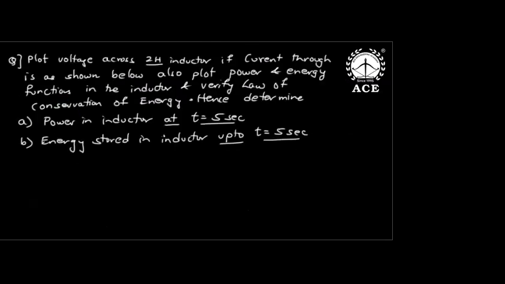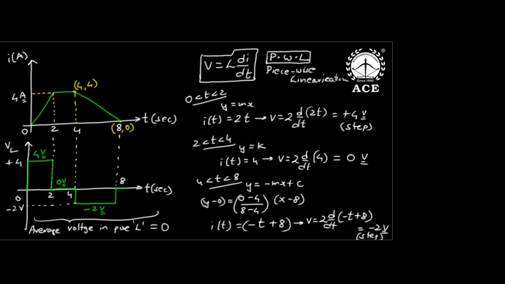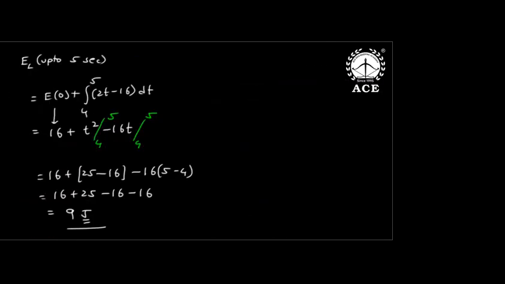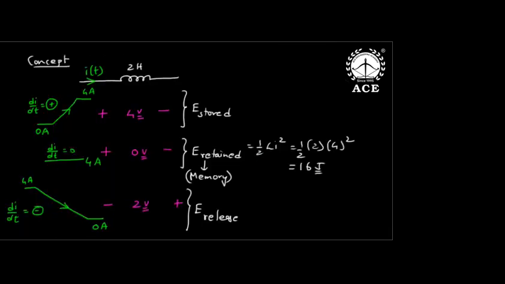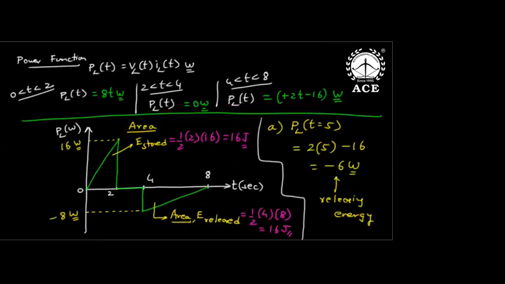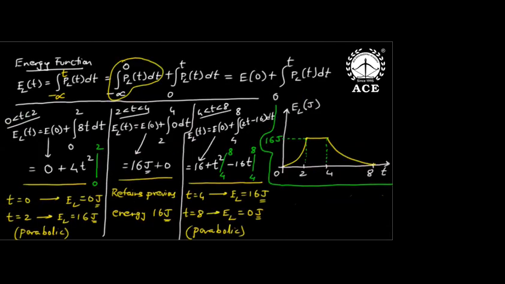This is one of the best problems today, and I want everyone to read this problem thoroughly 10 times. From the given current function, I plotted the voltage function and explained Ohm's law. Then I explained how Lenz's law is demonstrated. But our concept of stored, retained, released energy is important. The power function is an instantaneous function at any point, while the energy function is an integration over a period of time.